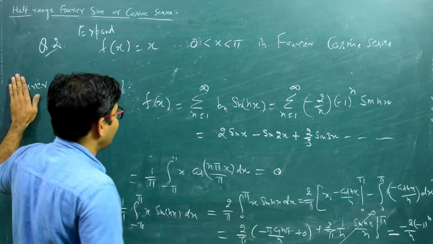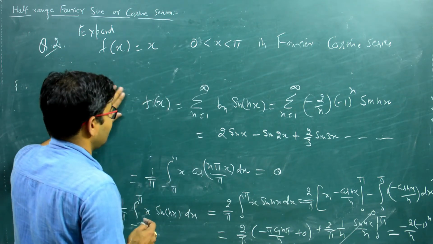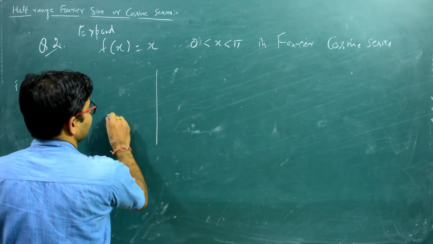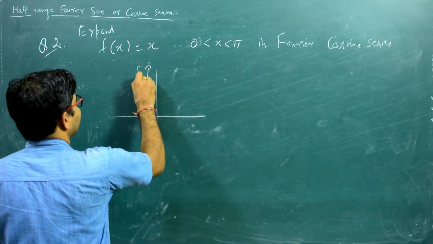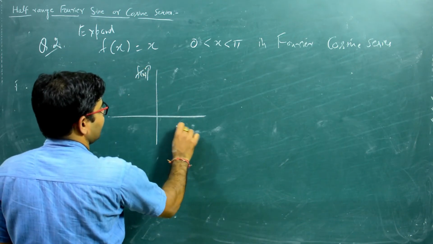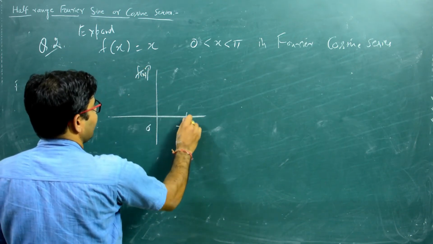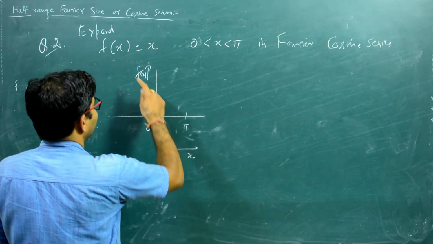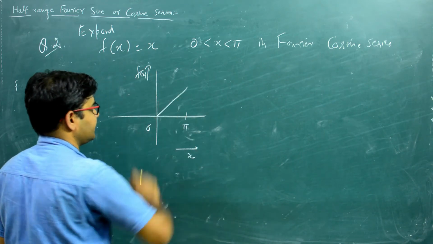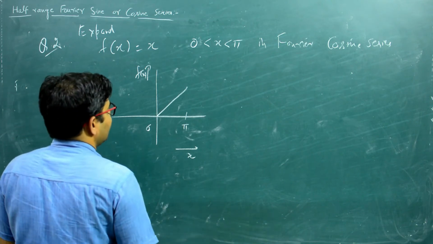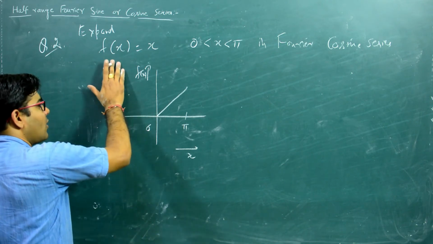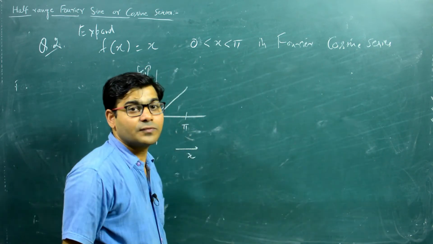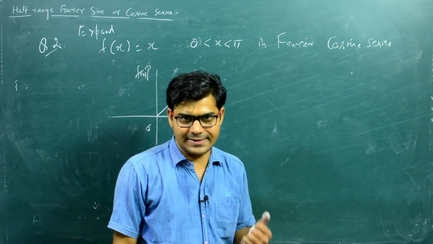So how do we solve such types of problems? The first step is to plot the given function. So what is the plot of the given function? This is my f(x), this is my x, and if I plot the function from 0 to pi, this is a straight line. Now, it's an odd function defined in the half range, and still we have been asked to find the Fourier cosine series.